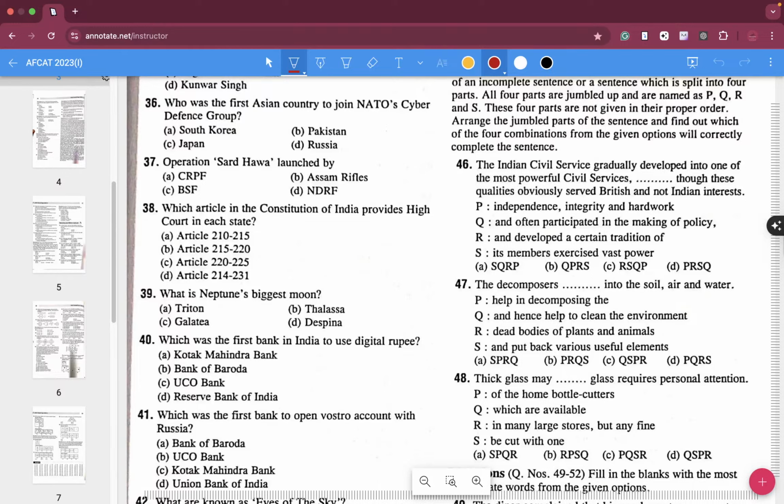The first Asian country to join NATO's cyber defense group was South Korea.